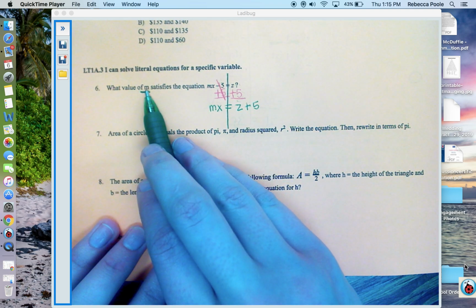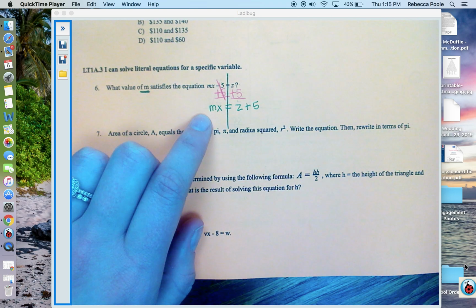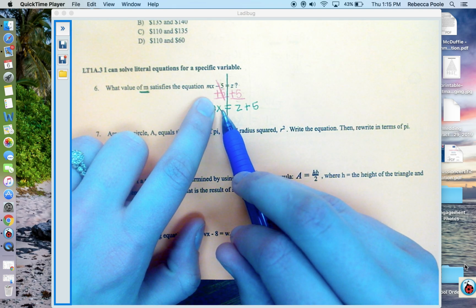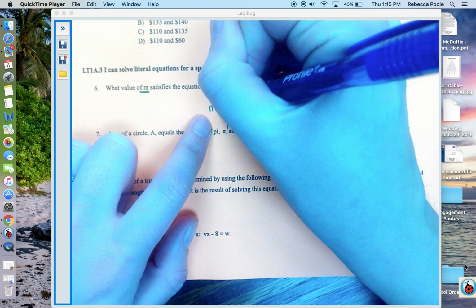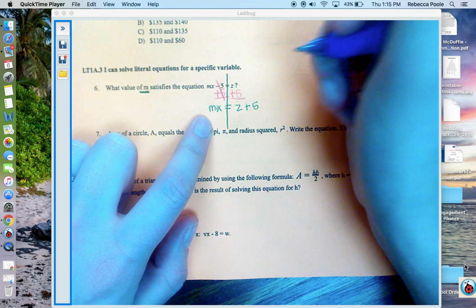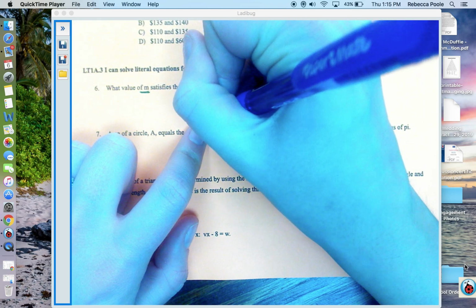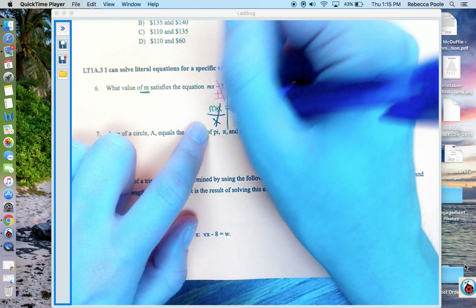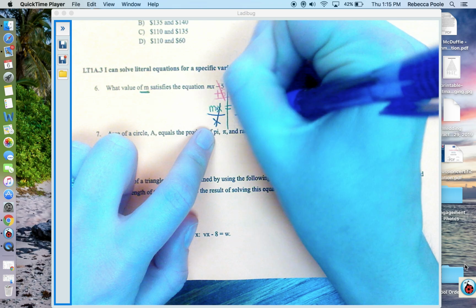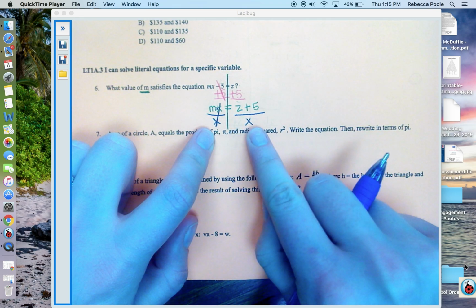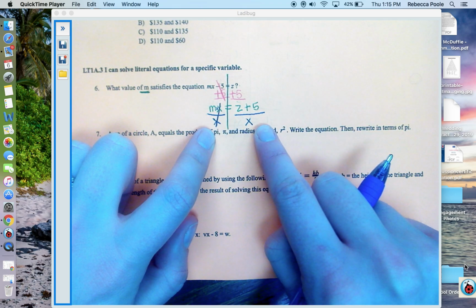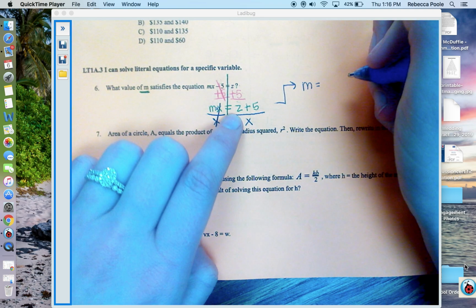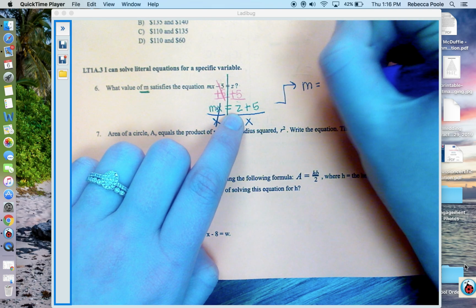So now what value of m? We're still looking for m. So if I cover m, now I need to move the x. The x is touching the m, which means they are multiplying. Opposite of multiplying by x is to divide it, and that'll cancel it since we did the inverse or the opposite. And what you do to one side, you do to the other. So I'm going to divide this whole side by x to get that x over here. So now all we're left with is m equals z plus 5 over x.